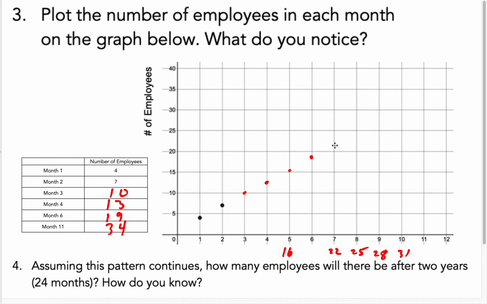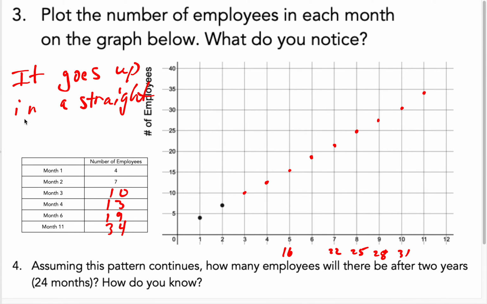Month 7, 22, 25, 28, 31, and all the way to month 11, which is 34. Well, what do you notice? If I look at that, I'm going to write what I noticed. What I notice is it goes up in a straight line, linear.